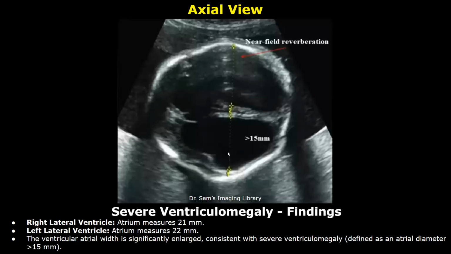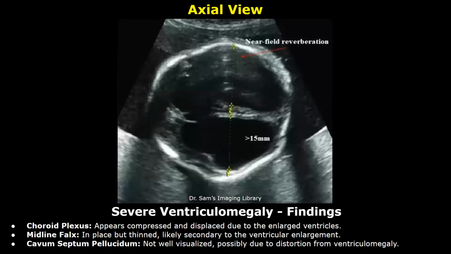It indicates severe ventriculomegaly. The ventricular atrial width is significantly enlarged, consistent with severe ventriculomegaly, defined as an atrial diameter greater than 15 millimeters. Choroid plexus appears compressed and displaced due to the enlarged ventricles. Midline falx is in place but thinned, likely secondary to the ventricular enlargement.